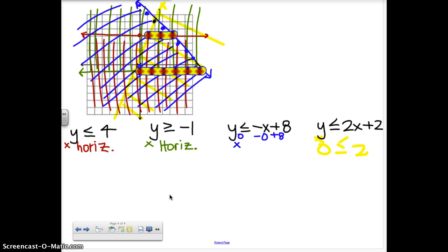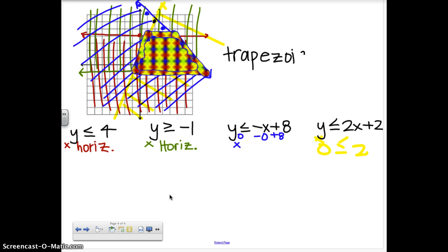The left side's going to come from the yellow line, because once we go left of that, there's no more yellow. We have to include yellow. The right side's going to come from our blue line. There it is. All of this part right here has red, blue, yellow, and green. By the way, fun fact, this makes a trapezoid. How's that for awesome?